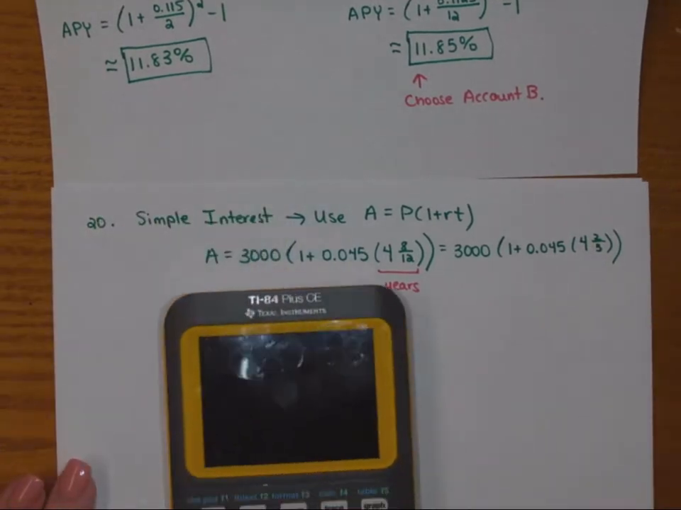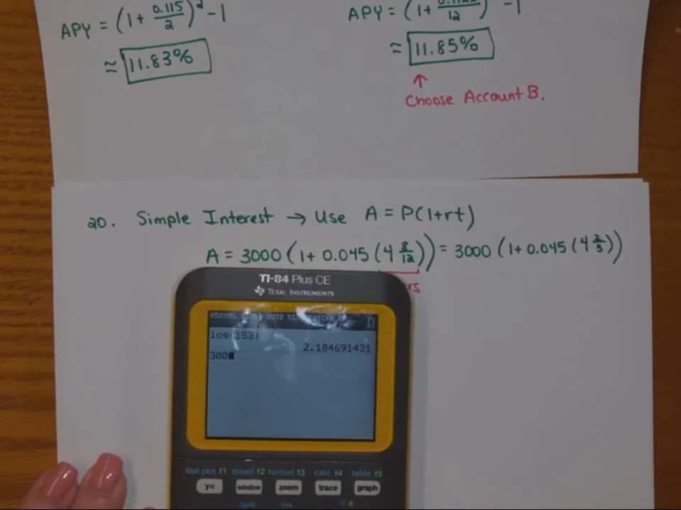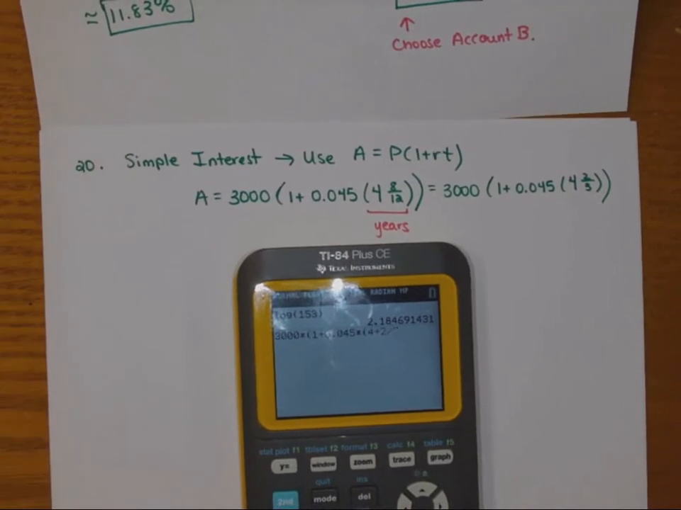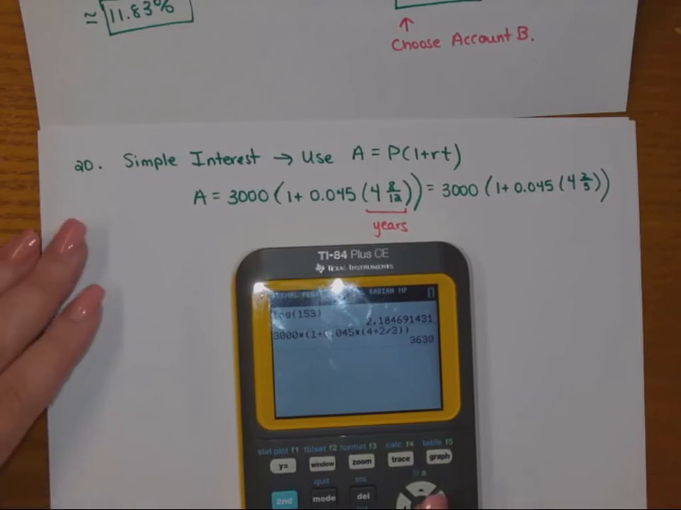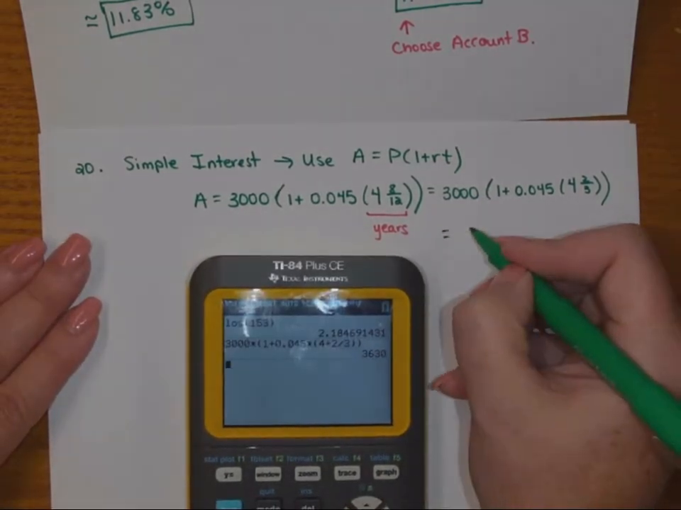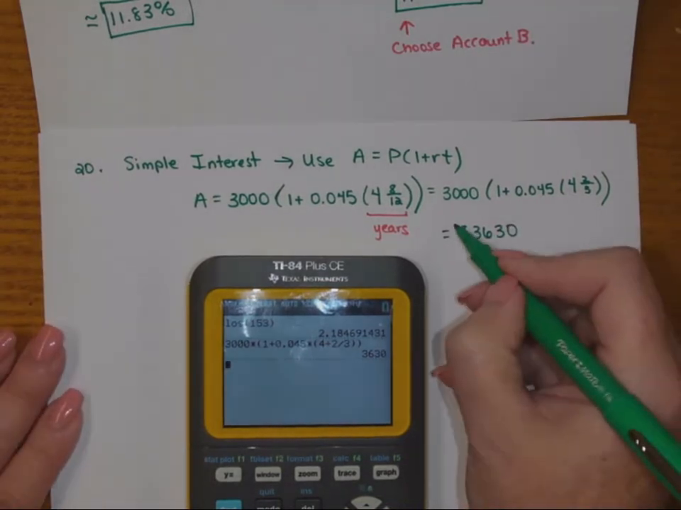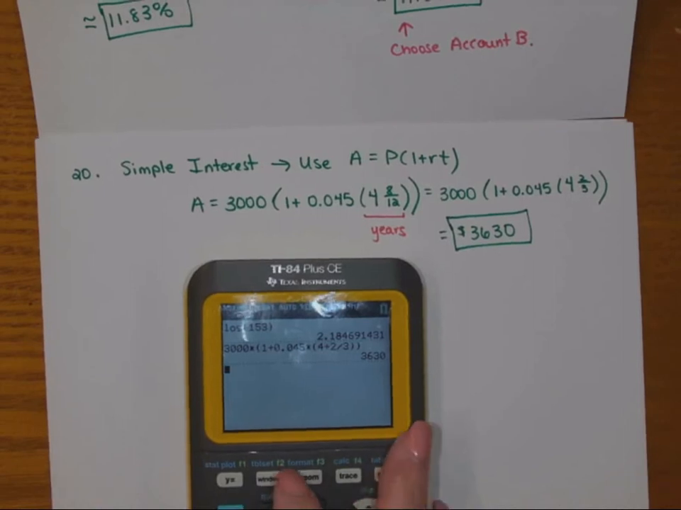Okay, so let me show you how you'd enter this in on the calculator. You basically enter it in just like it is, 3,000 times 1 plus 0.045 times, and then how you enter in a mixed fraction like this is you say 4 2/3. So you say 4 and an extra 2/3, and that's how you get the correct answer, which is $3,630. Make sure if it's money that you indicate that with a dollar sign. Notice there are no cents involved here.